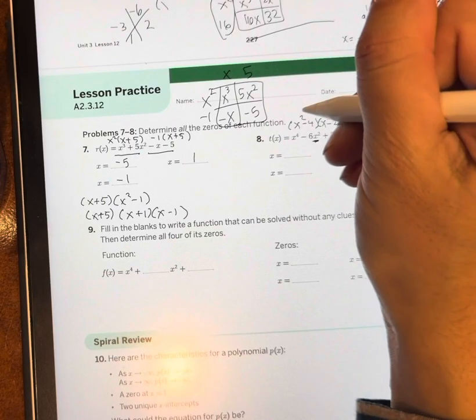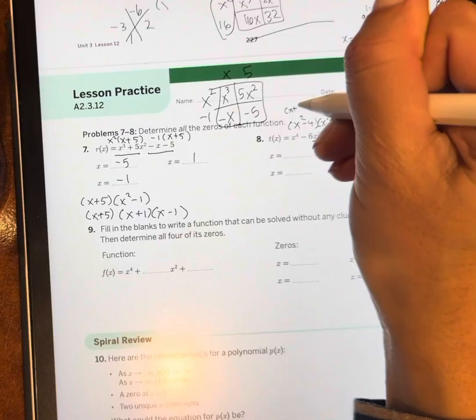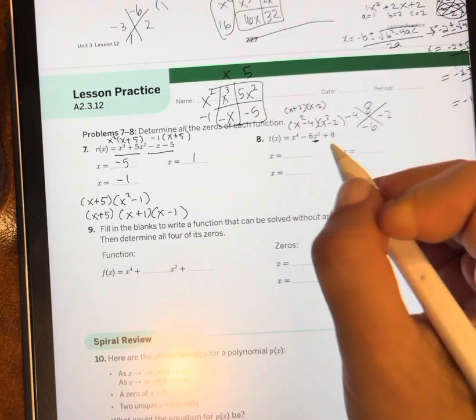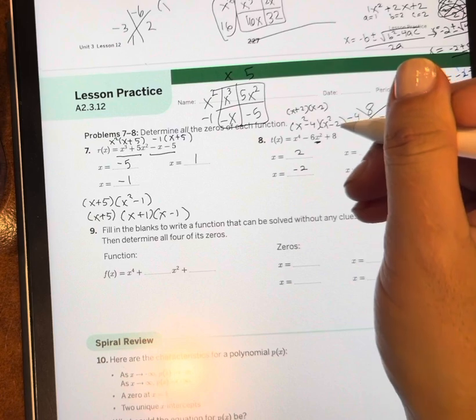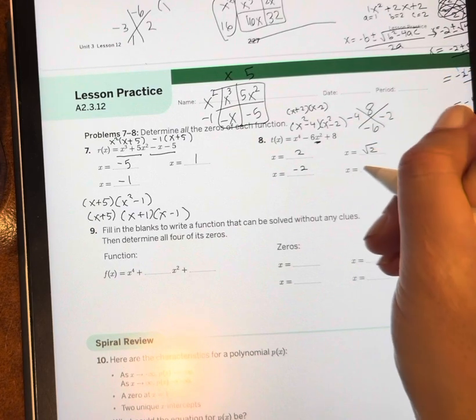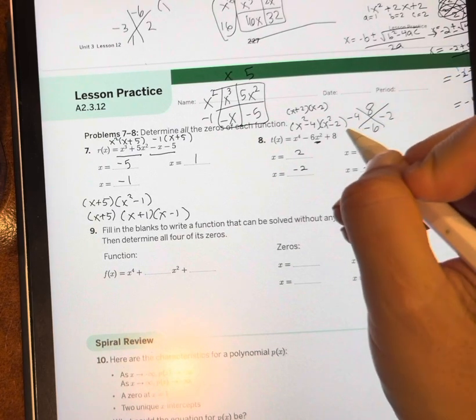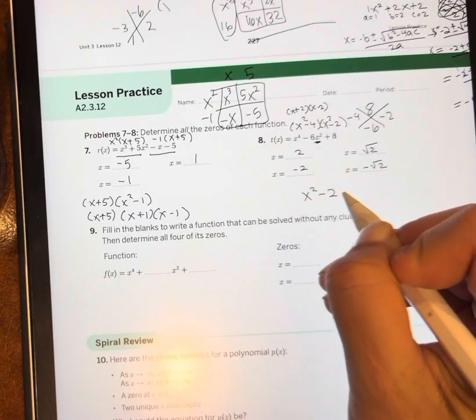All right, let's go. This one factors to x plus 2, x minus 2. So 2 and -2 are two zeros. And then this guy will get me root 2 and negative root 2. I'm not going to do it.